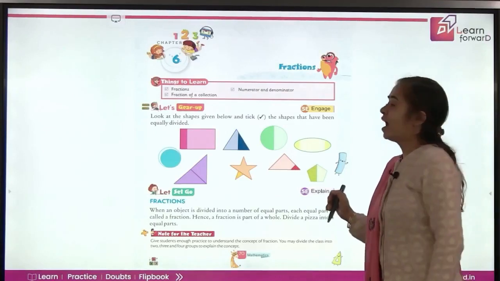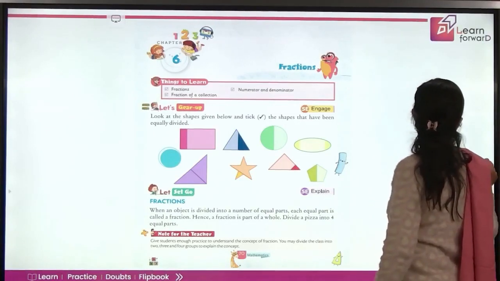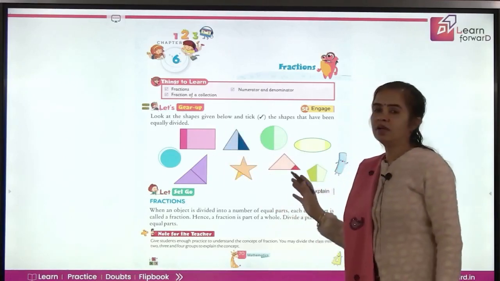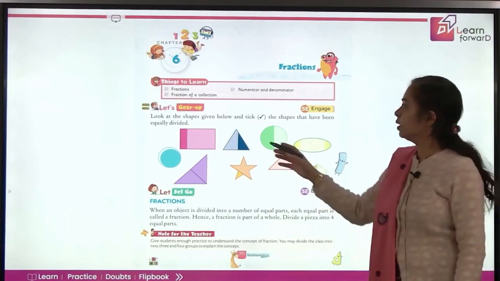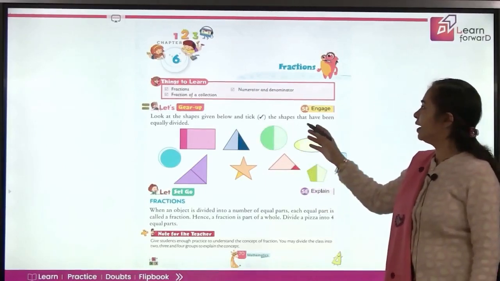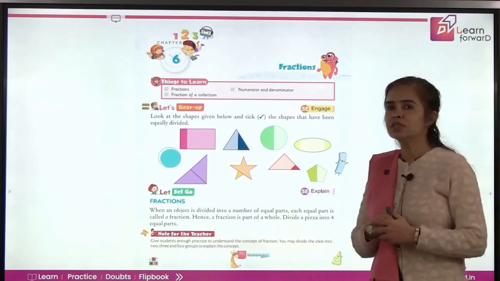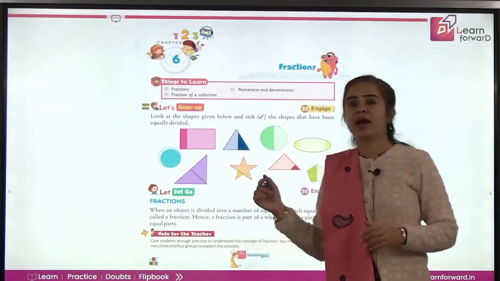So here we have a get up exercise for you children. Let's read it out. Look at the shapes. You have learned all these shapes, isn't it? So look at the shapes given below and tick right the shapes that have been equally divided. I'm sure you all know what is equal division. So let's look at these shapes.